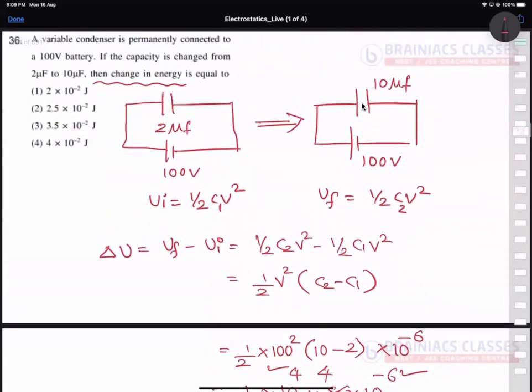Let's have a look at the options. Four options are given, 1, 2, 3, 4, and option 4 is the right answer for this question.